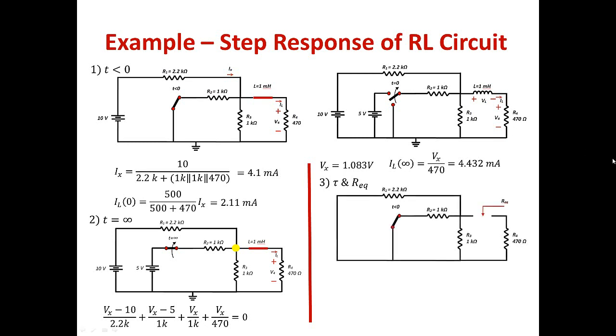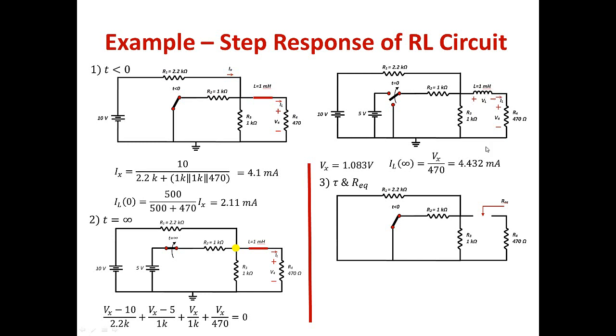So this is how the circuit will look. We're going to draw the circuit after switching. After switching, the switch is going to be at this side, but we're going to suppress the 5 volts, so it becomes a short circuit, and we're going to suppress the 10 volts, which also becomes a short circuit. Then we need to look for R equivalent across the inductor.